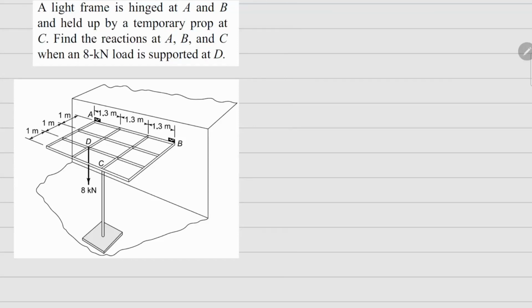And this one is problem 1.22. It says the light frame is hinged at A and B, and this is A and this one is B, and held up by a temporary prop at C. So this was a temporary prop here. Find the reactions at A, B and C when 8 kN load is supported at D, this one.